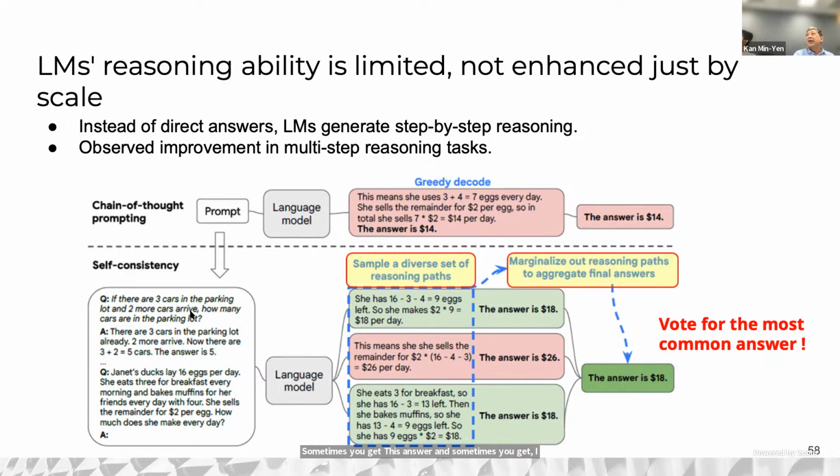Here, the same thing happens with self-consistency, but this time you notice we have three. We can do more, but let's say three. And here we have three different sets of answers. We marginalize, we vote for the most common answer. So the more paths you take, the more consensus you have, the better your result will be.